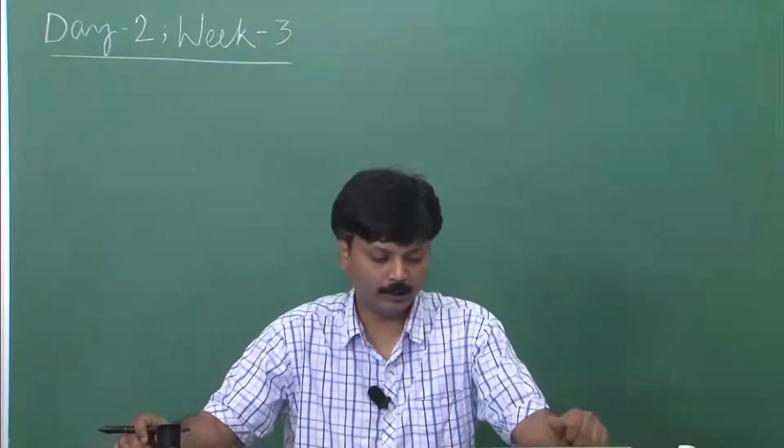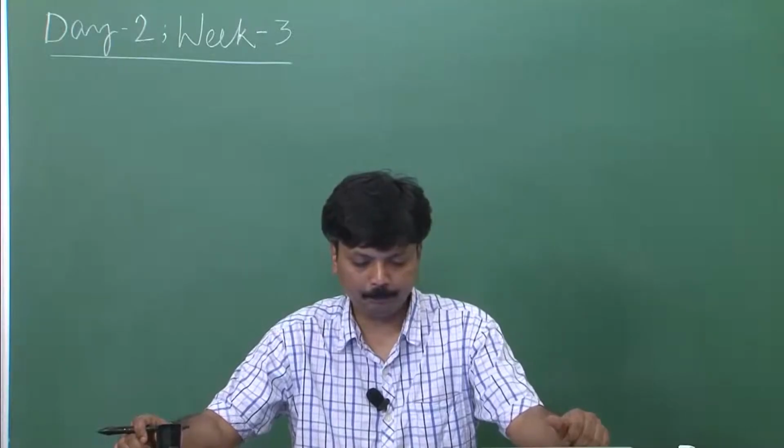Hello everyone, welcome back. Today is the second day of the third week of this lecture series. We were finding the similarity between a group multiplication table formed out of an abstract group, and a group multiplication table formed for ammonia in particular, which belongs to the C3v point group.